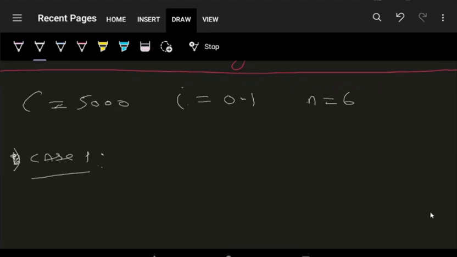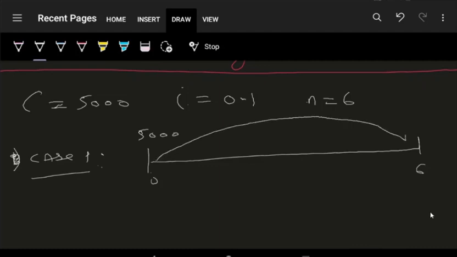In this case, I am investing this amount of 5,000 directly for 6 years. So at the end of the sixth year, the total accumulated amount I will get will be 5,000 into 1 plus, since my rate is 10% and number of years is 6, I will use the formula above as 0.1 into 6, and I will get 8,000.